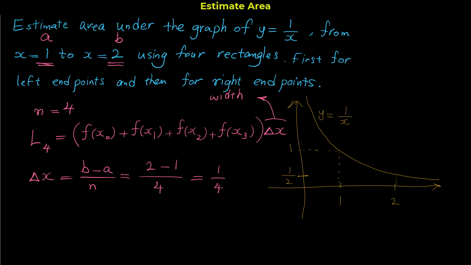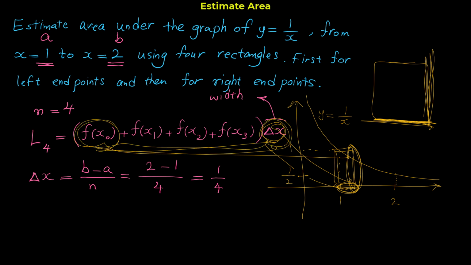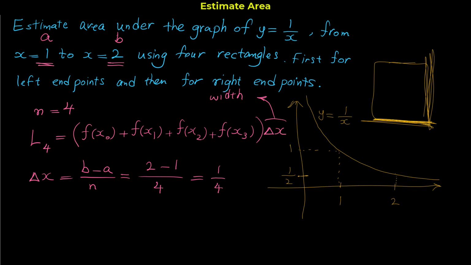But what is f of x0, f of x1, and so on in the Riemann sum formula? These are the lengths of the rectangles. Attention, the area of a rectangle, as we know, is length times width, or width times length. Here we want to make rectangles like this. Width is delta x times length, and these are the lengths. So width times length, again width times length, and so on. By adding all of these, we can estimate the area.